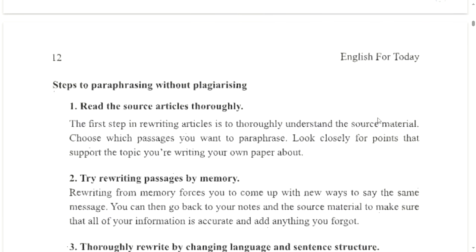Two, try rewriting passages from memory. Rewriting from memory forces you to come up with new ways to say the same messages. You can then go back to your notes and the source materials to make sure that all of your information is accurate and add anything you forgot.